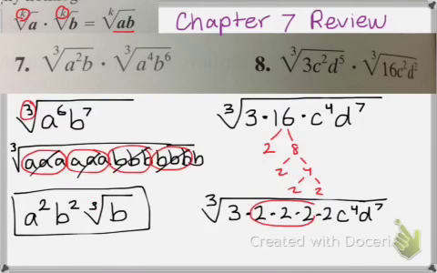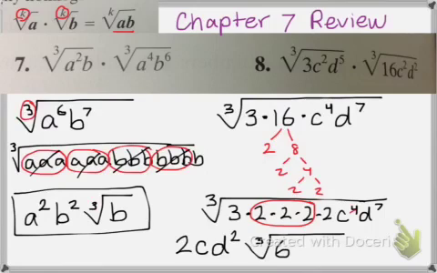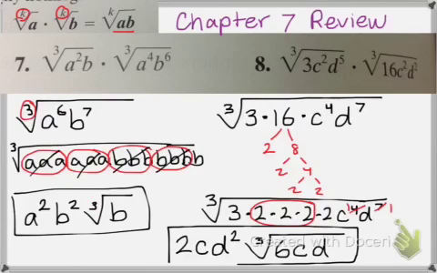So here's a group of 3 right here. And then since I have c to the 4th, I know that that's one group of 3. D to the 7th has 2 groups of 3. And then what I have left over is this 3 times 2, which is 6. Since I took out a group of 3 here, this becomes a 1. So it's just c. And since I took out 2 groups of 3, this also becomes a 1, so that's just d. However, if you would like to expand these exponents to circle your groups of 3, that is totally fine as well.